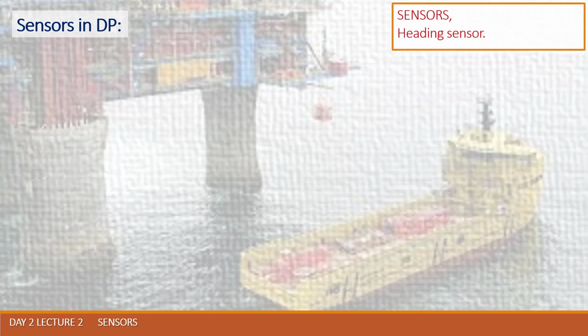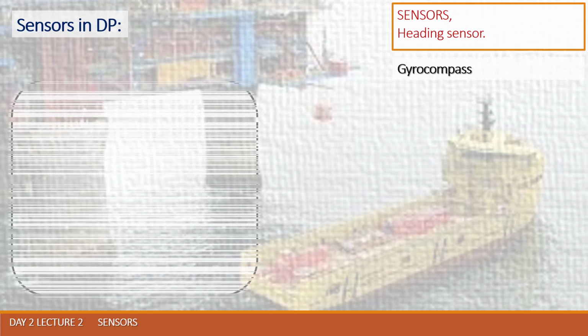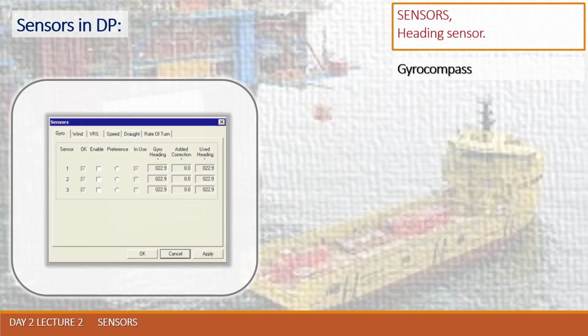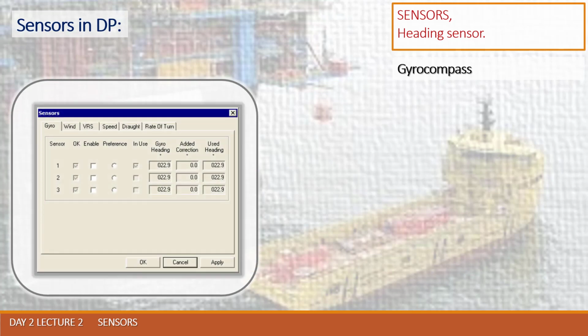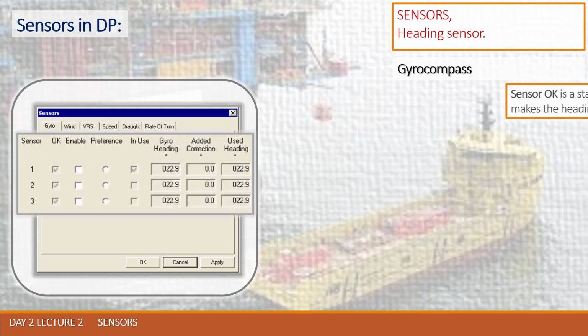For instance purposes, we will use the sensors menu of the KPOS 7, which is available in our training center. And in the menu here we will see the next submenus: Sensor group 1, 2, 3. If sensor OK, it means a status signal coming from the sensor itself makes the heading sensor available for selection. Then with the ticks, the operator should enable the sensors which are OK.